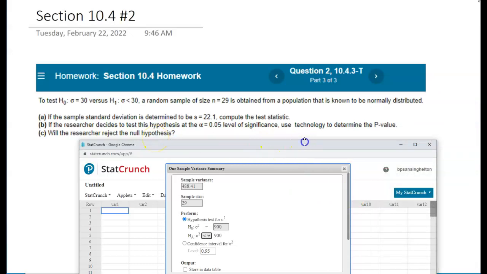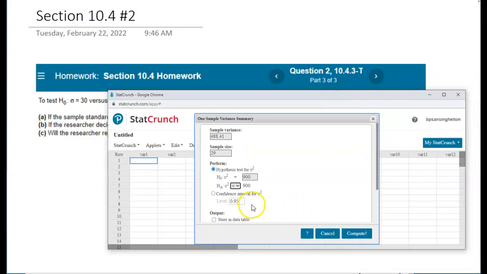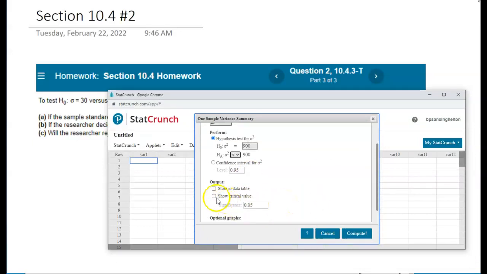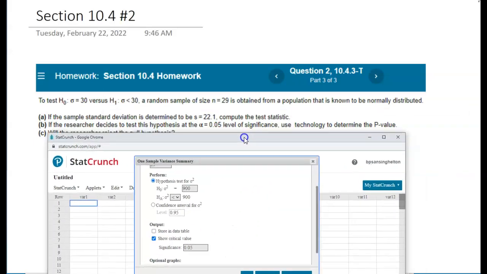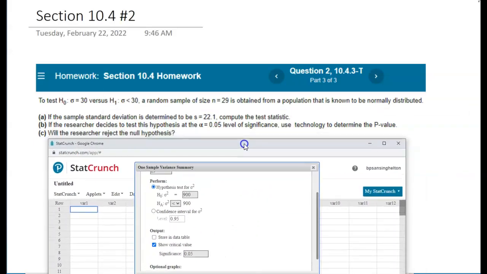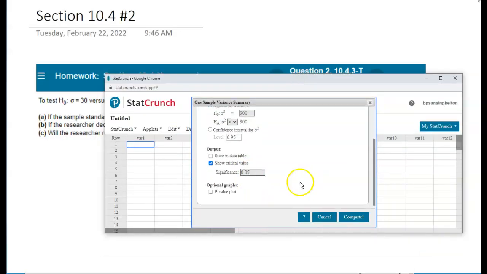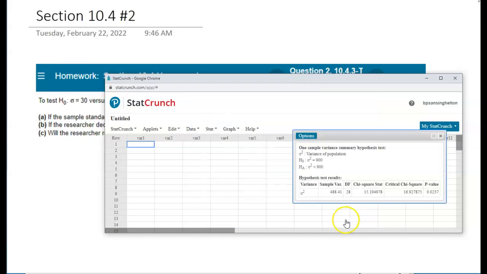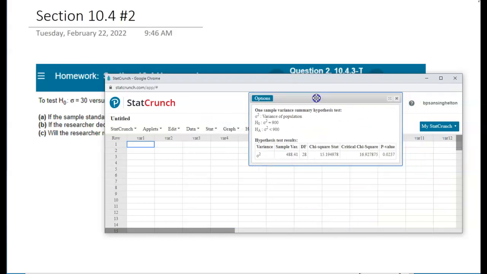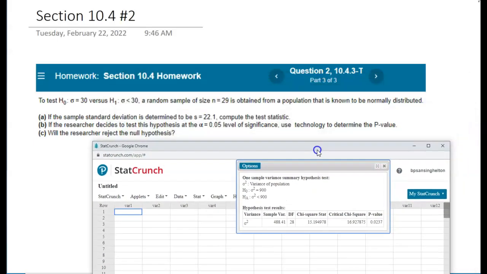So compute the test statistic. So let's fill out the rest of this. We're going to show our critical value. Does it ask us what our level of significance? Yes, so we're given that alpha, our level of significance, is 0.05. So we make sure that's 0.05. And then we hit compute. Okay, so here's all of our data that we're going to just use for this problem.